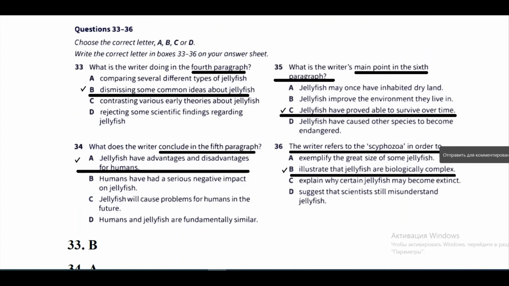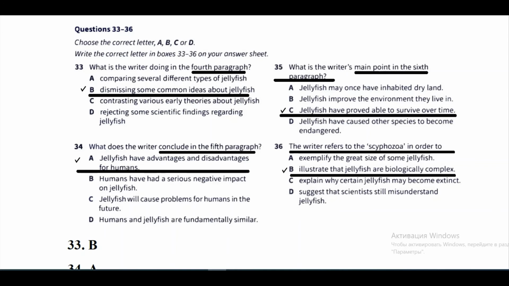But let me clarify for you some distractions. A is wrong because, while the planet is mentioned, there is no reference to dry land. B is wrong because jellyfish seem to do well in acidic water. They don't improve their environment. D is wrong as there is no reference to jellyfish harming other species, just doing better than some in difficult conditions. Let's go to 36.